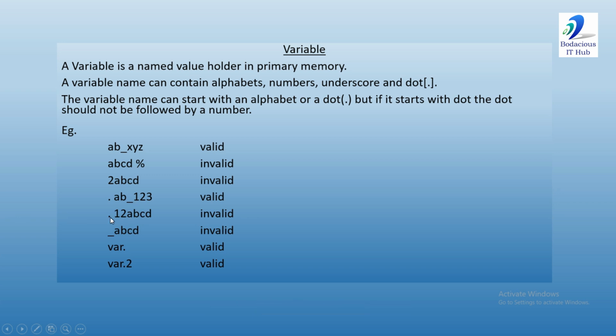This is invalid because, as we discussed, if name begins with dot, then it should not be followed by a digit, so this is invalid. It is invalid because variable name cannot begin with underscore. This is valid and this is also valid.